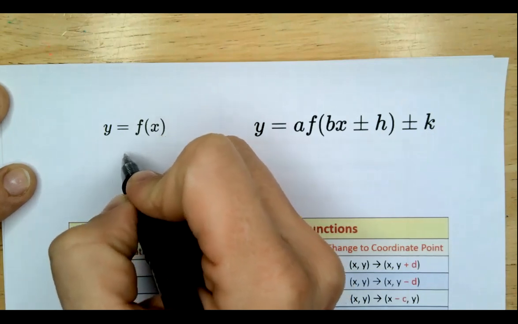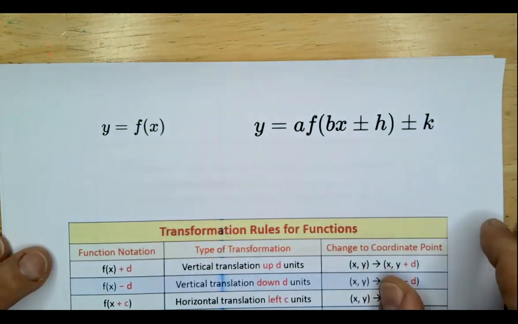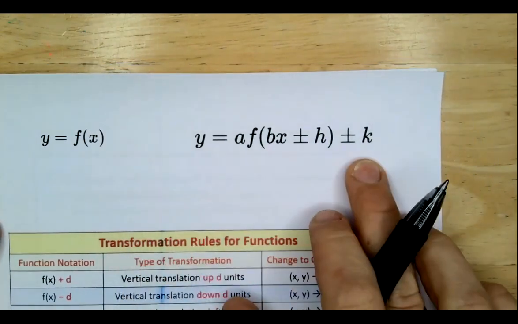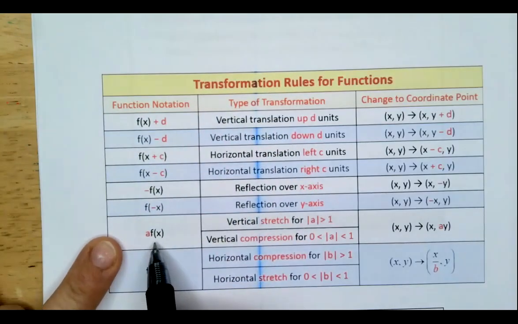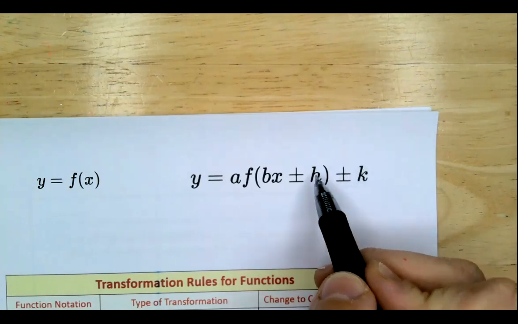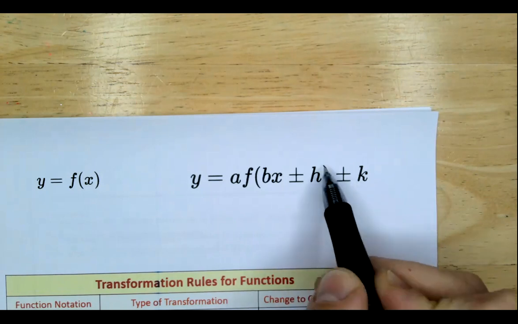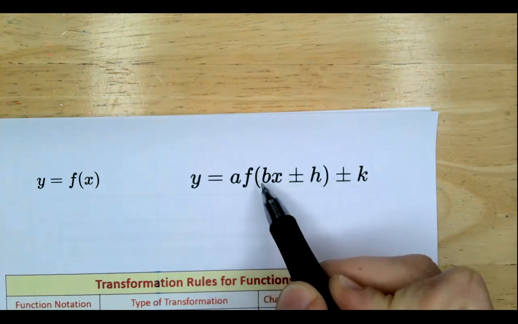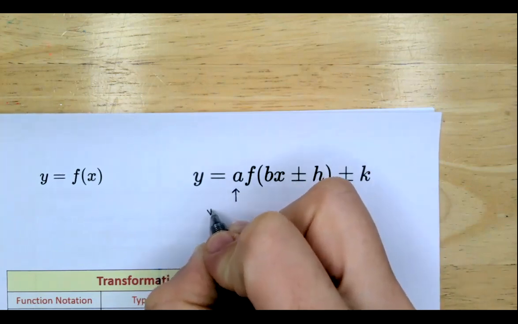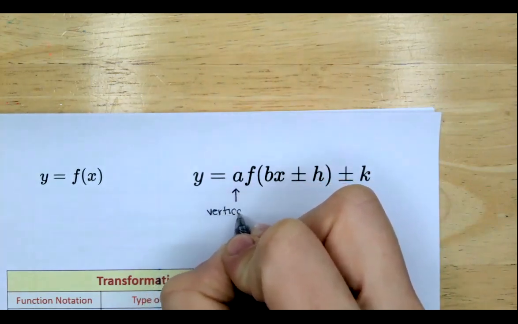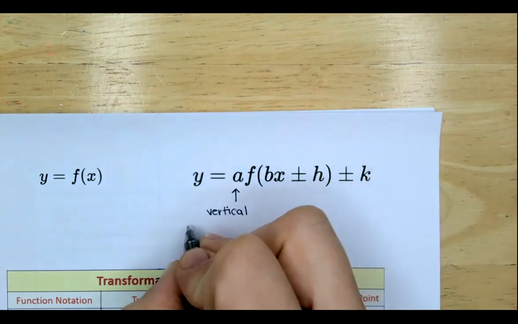y equals x, y equals the square root of x, y equals the absolute value of x, those things that we talked about in 3.4. Here is the transformation, okay? If you put a number in front of the entire function, what you're doing is vertical reflections, stretches, and compressions.